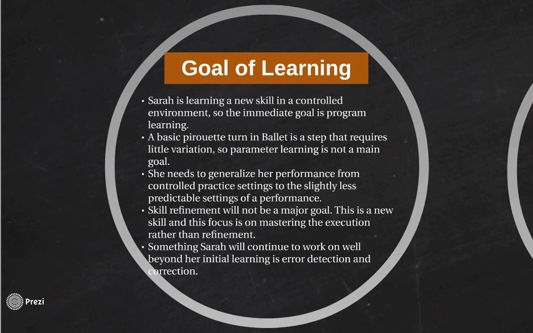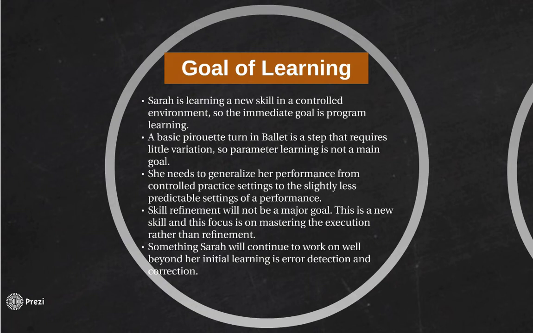The immediate goal then is going to be program learning, because we're trying to teach her this new skill. A basic pirouette turn in ballet is a step that requires not a lot of variation, so parameter learning is not a main goal, because she does not need to account for a lot of variation in the turn, because she is just learning the basic step and not really focusing on how to alter it at this time.